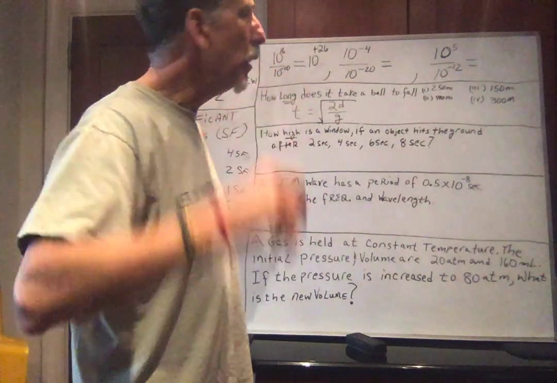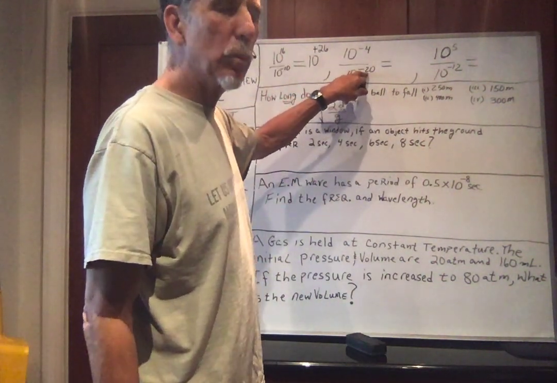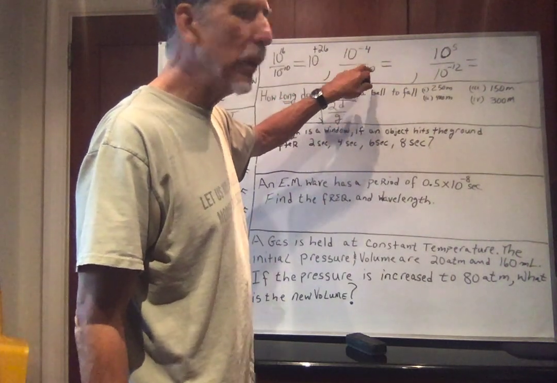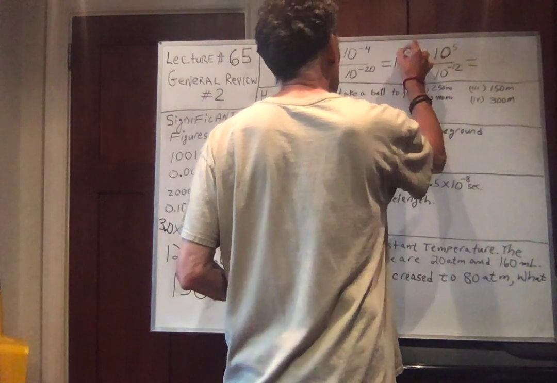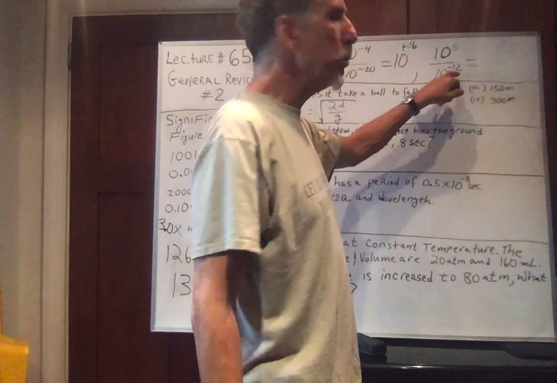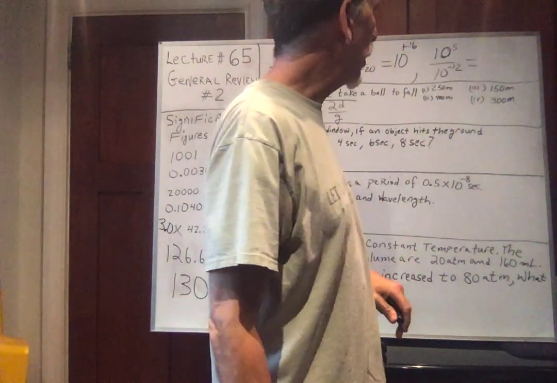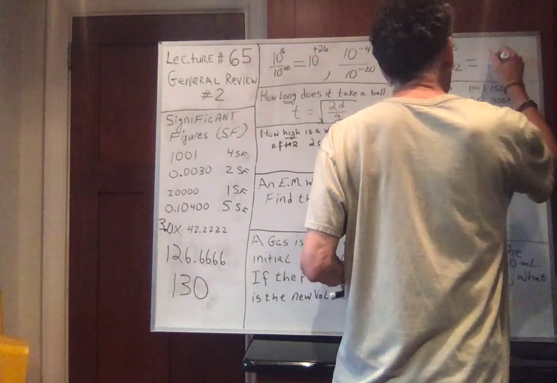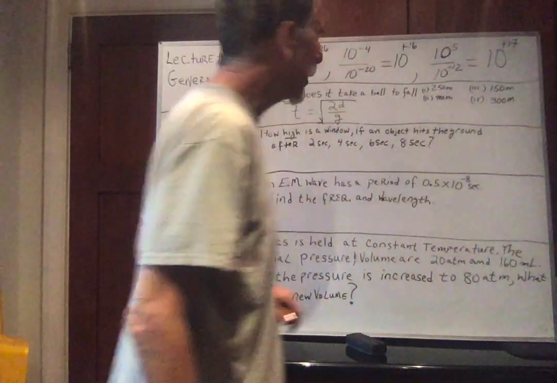Okay, check me, make sure I'm doing everything correctly. Negative 4 minus a minus 20 is negative 4 plus 20. 20 minus 4 should be 10 to the 16, hopefully. And then finally, 10 to the 5th minus a minus 12 is 10 to the 5th plus 12 is 10 to the 17th. Okay, so that's pretty easy.